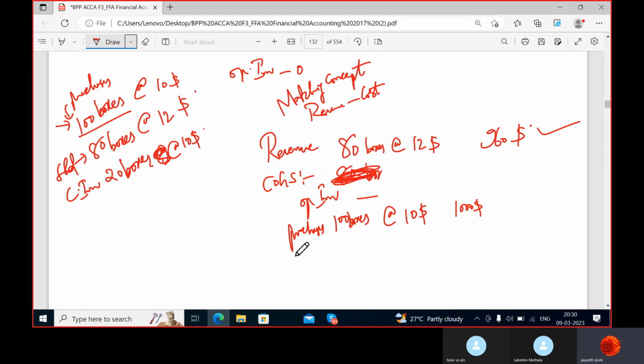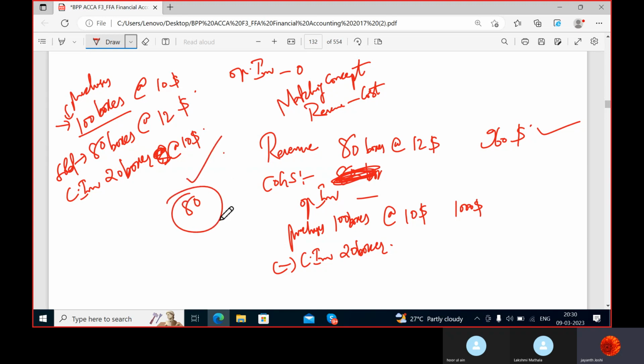So what shall I do, add or subtract? Subtract. Subtract closing inventory, 20 boxes. Why am I subtracting these 20 boxes out of 100 boxes? Because I want to match the revenue of 80 boxes with the cost of 80 boxes, not with 100 boxes. So from the boxes I have purchased, I am removing the boxes which I did not sell, the unsold inventory, or closing inventory. If I remove that, I will exactly get the inventory that I sold.